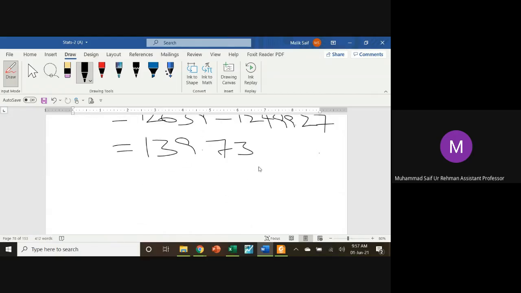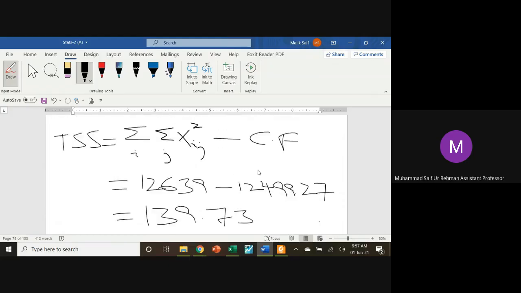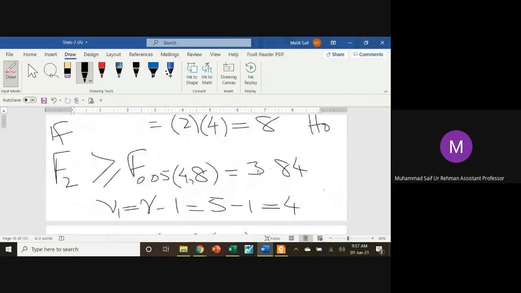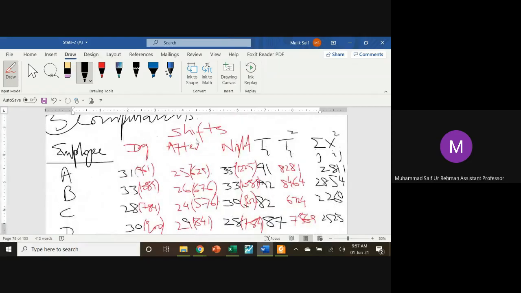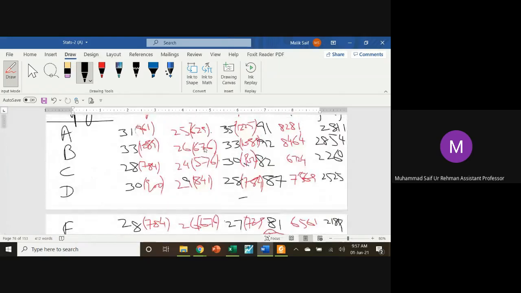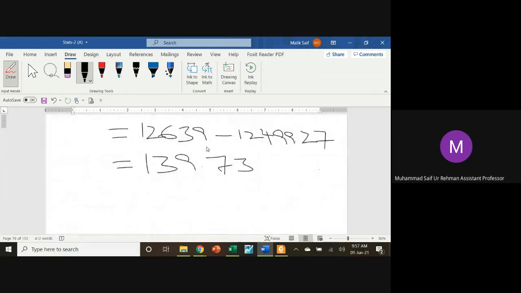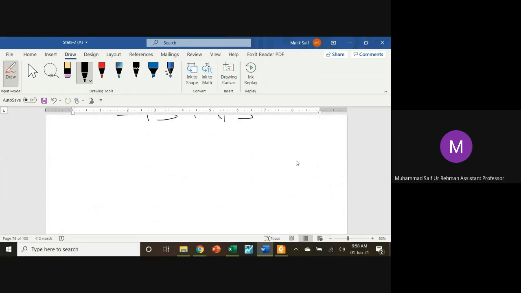Now you are interested in finding out the variation between shifts, or you can also call it treatments. So between shifts sum of squares, or between treatments sum of squares. It's up to you. You can write it in any way. As shifts are there, you can write between shifts sum of squares, or BTSS, between treatments sum of squares.